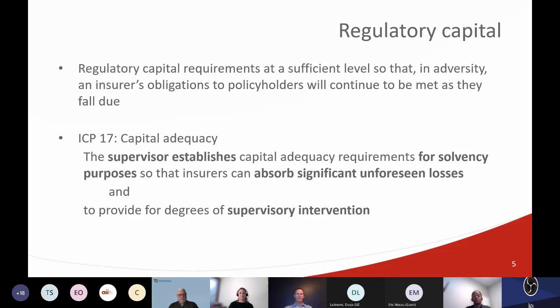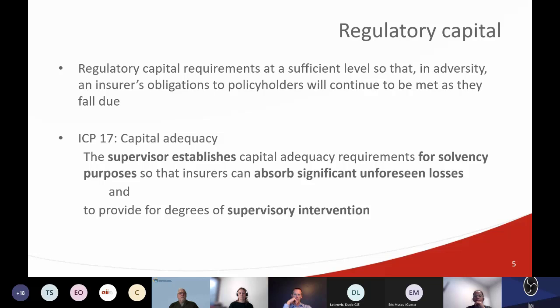So just as a reminder, we've talked about regulatory capital requirements and that being at a sufficient level so that in adversity, the insurer's obligations to policyholders will continue to be met as they fall due. There's a bunch of key words sitting in here. So sufficient level, in adversity is important because it indicates an attitude, and note obligations to policyholders. That doesn't include shareholders and other stakeholders, and continue to be met as they fall due, not sometime later when you feel like it. So the ICP itself says the supervisor establishes capital adequacy requirements for solvency purposes, not for other purposes, so the insurer can absorb significant unforeseen losses. So this is a very conservative perspective, and it's a single perspective of solvency purposes.